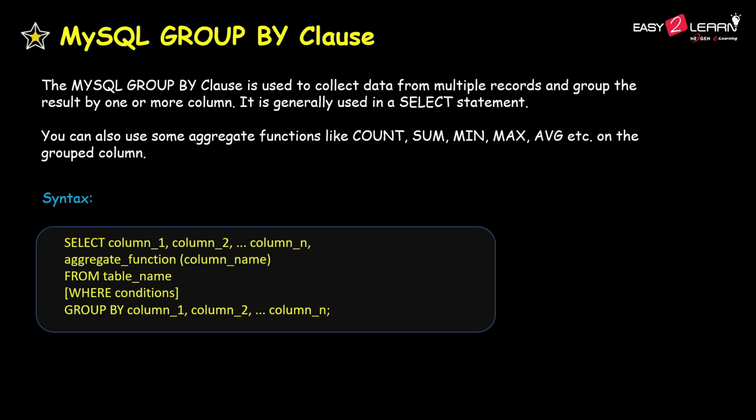As you know, we have a SELECT statement followed by column 1, column 2, column 3 and so on, column n. Then we can use any aggregate functions on a particular column, then FROM table name, WHERE condition, and we are going to apply the GROUP BY clause on the specific columns. Let's see the example.